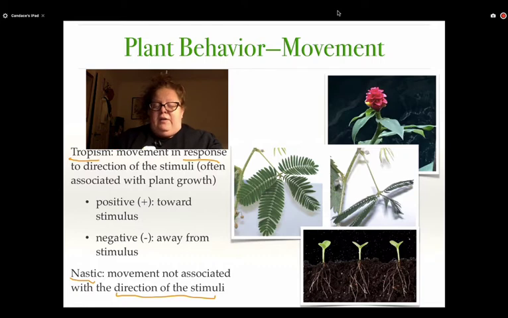So if the movement is in response to the direction of the stimuli, meaning if it moves toward the stimulus, that would be a positive tropism. If it moves away from the stimulus, that can be a negative tropism. Nastic movement is movement that is not associated with the direction of the stimuli. That doesn't mean it's not associated with a stimulus. It is associated with a stimulus. It's just not associated with the direction of the stimulus. So hopefully that'll become clearer as we go through these.